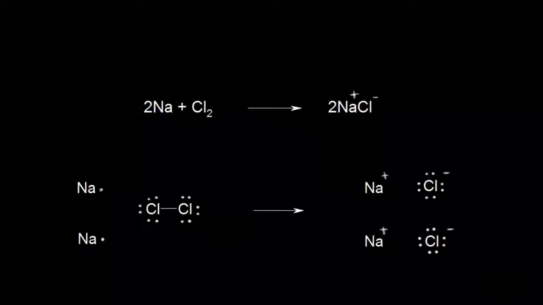Let's see how to identify the oxidizing and reducing agents in a redox reaction. And so here we're forming sodium chloride from sodium metal and chlorine gas. And so before you assign oxidizing and reducing agents, you need to assign oxidation states. And so let's start with sodium.